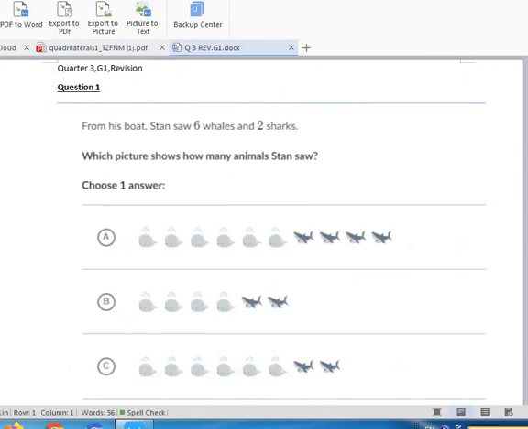Here I have another type of question. From his boat, there are 6 whales and 2 sharks. Which picture shows how many animals there are? 6 whales and how many sharks? 2 sharks. So let's count together. 1, 2, 3, 4, 5, 6 whales and 2 sharks. This will be letter C.